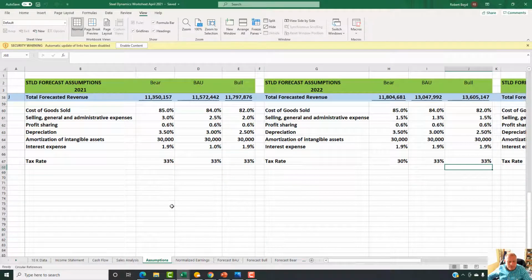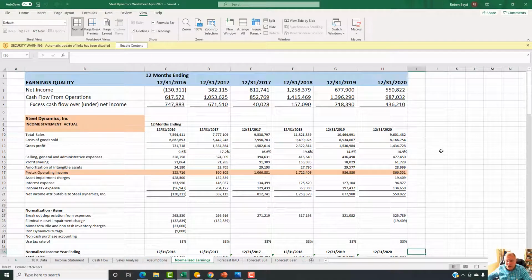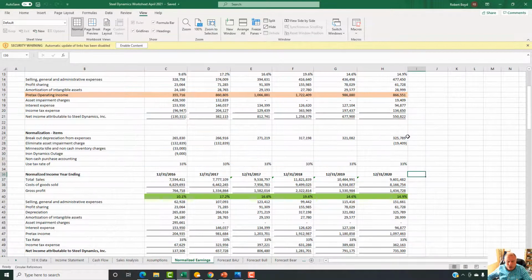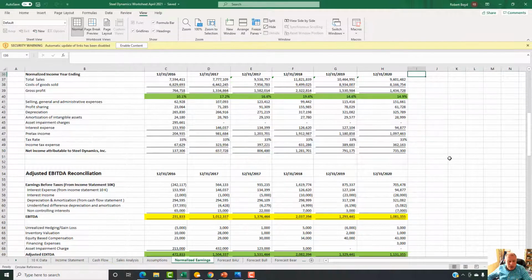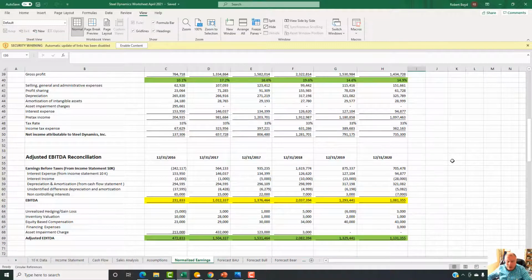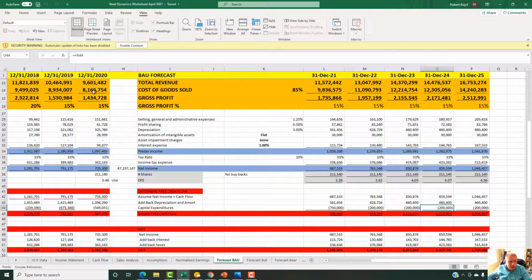So now that you have all of this, you should have normalized income already. And this is my normalization. What you can see is I took out asset impairment charges. I broke out depreciation. And that's what I came up with. Now this here, my normalized income, is what comes over to my forecast BAU. Okay? And this is where I'm starting.